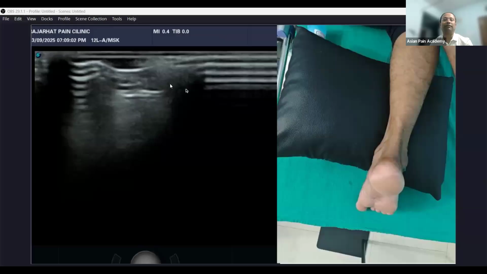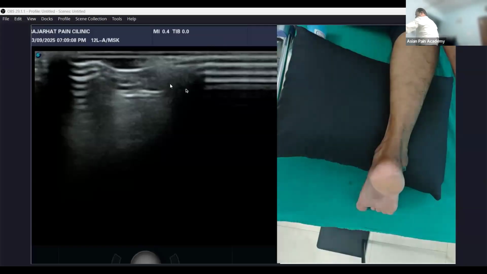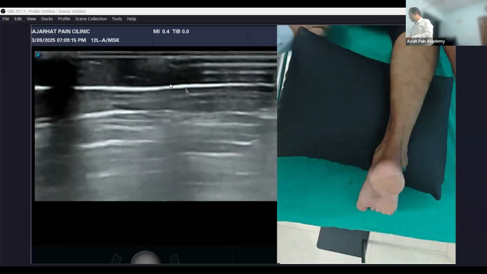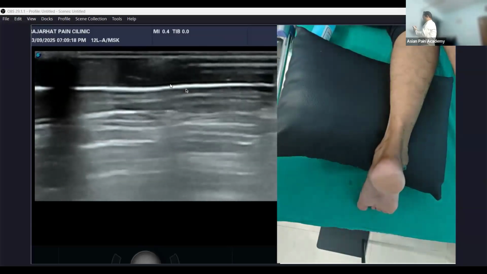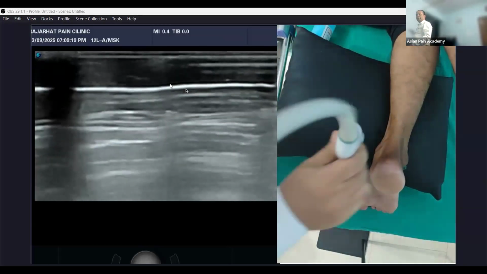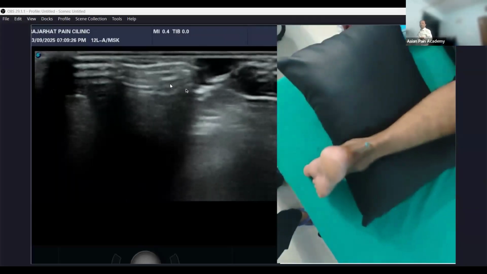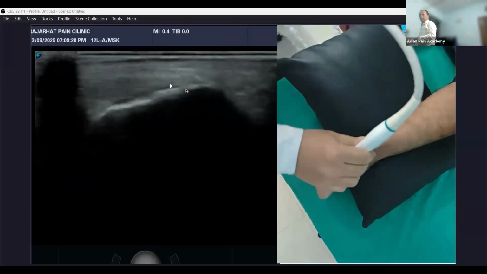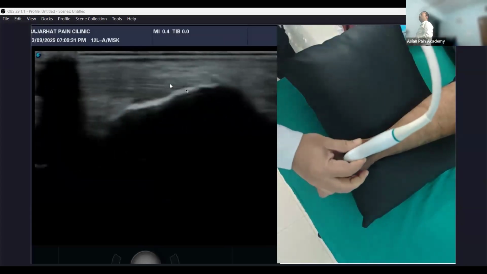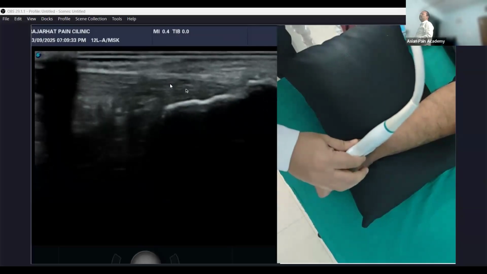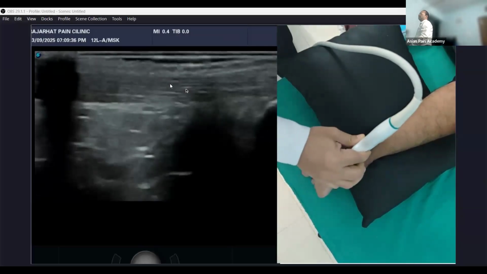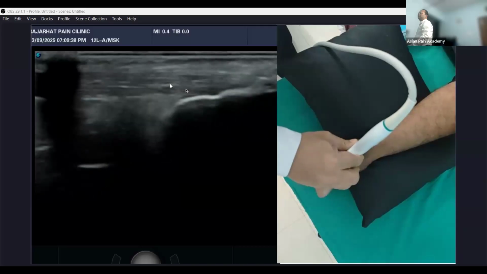Sonoanatomy of this area. Okay. So left side is the... you can see the probe position. I put the probe in this way. Left side is the cranial side.